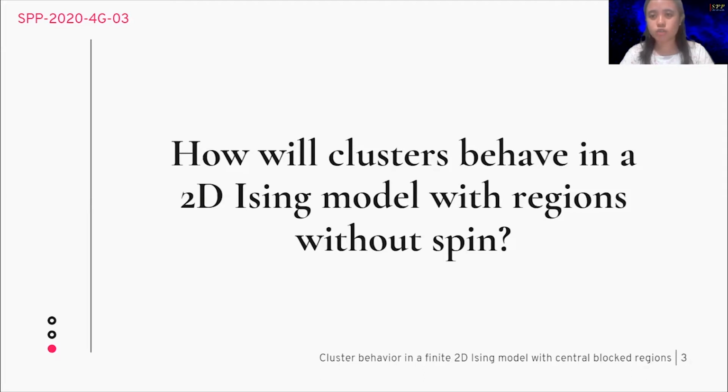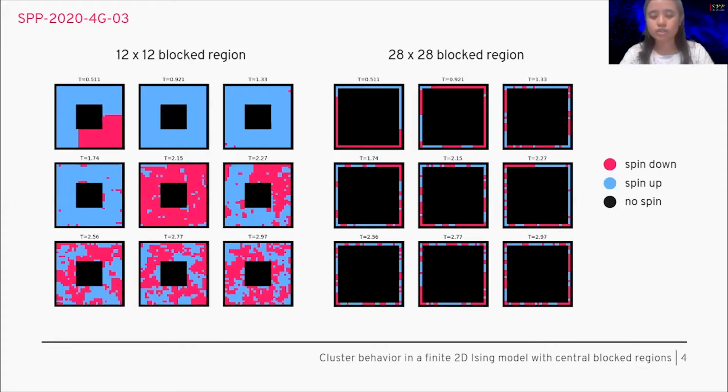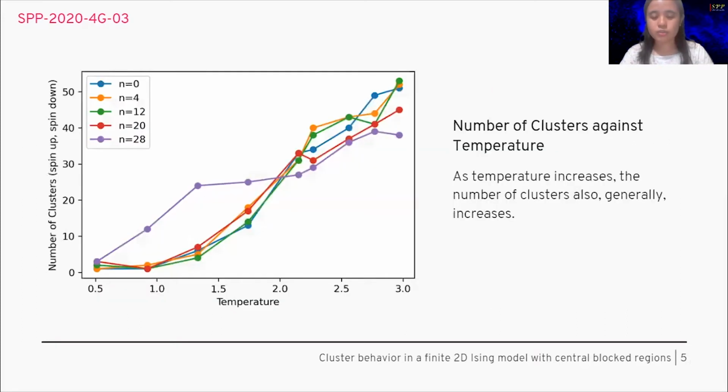To answer this, we varied the temperature and the size of the block region N and simulated the 2D Ising model itself using the Monte Carlo Metropolis algorithm, as what we did for these example simulations. From the simulations, we found that as the temperature increases while n is held constant, the number of clusters also generally increases.